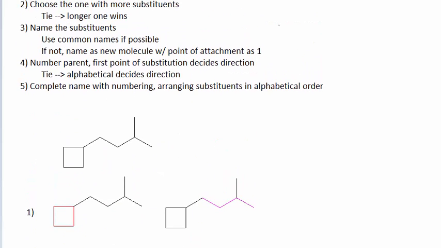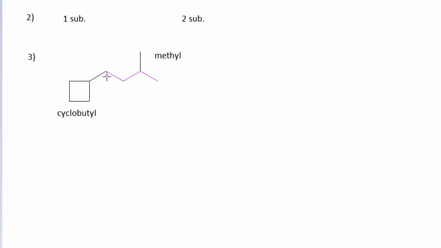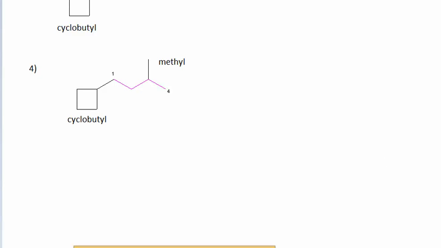Now remember, the way you do this is the first point of substitution. So over here, if we start here, our first point of substitution is 1. If we start here, our first point of substitution is 2. Knowing that, we're going left to right. And finally, we have to combine all this together to make our name. So we know that the parent chain is a butane, so that's going to go in the back. Then we name each of the substituents and arrange them in alphabetical order with their numbering. So since C comes before M, we go 1-cyclobutyl. Make sure you don't put cyclobutane because this is a group now, and a 3-methylbutane.